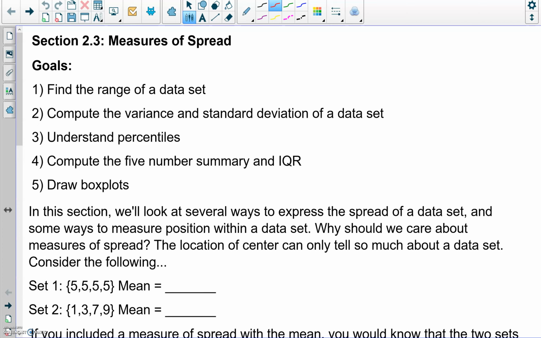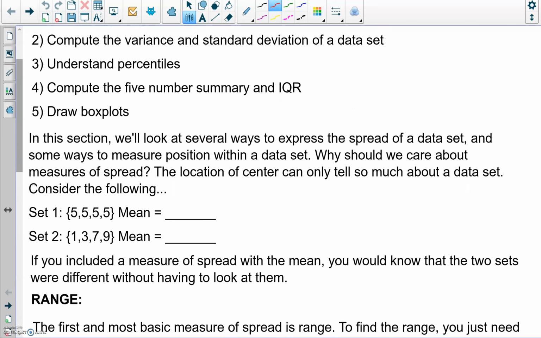And this will be one of the final places we'll see graphical displays, but we needed the median concept before we could do this one. So that's why it's showing up here. So in this section, we'll look at several ways to express the spread of a data set and some ways to measure position within a data set.